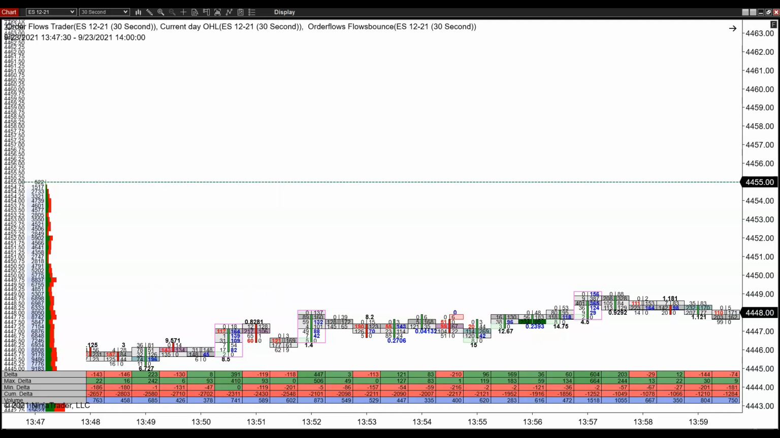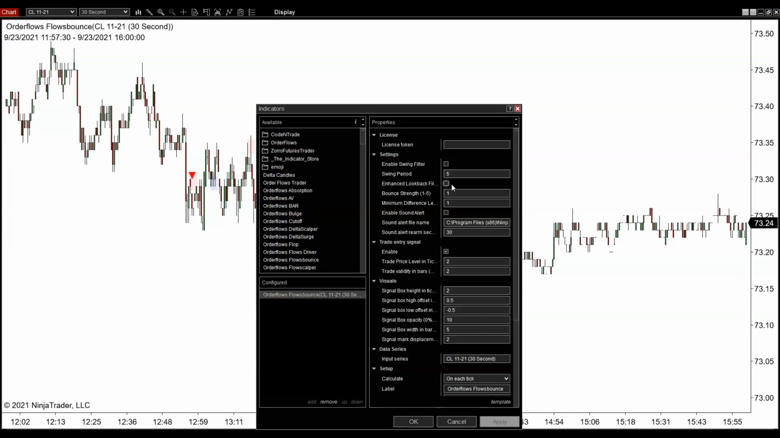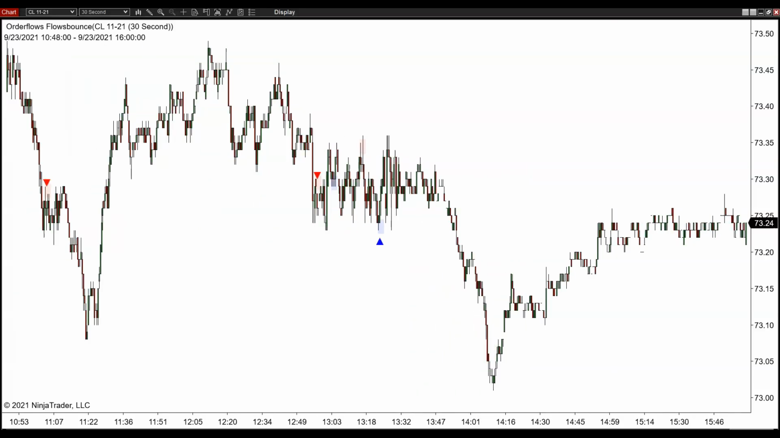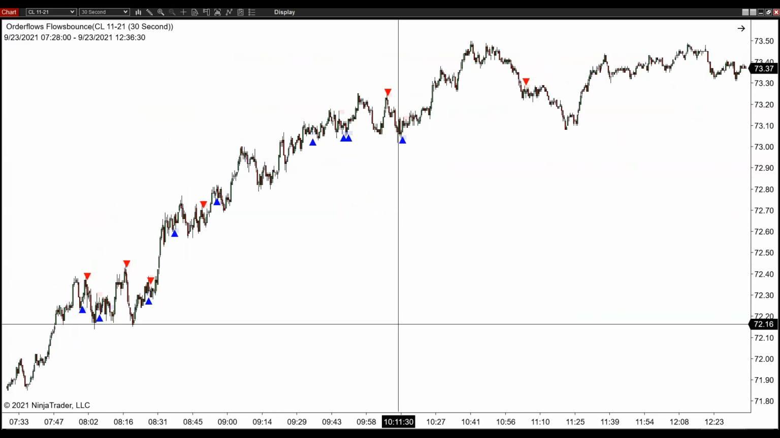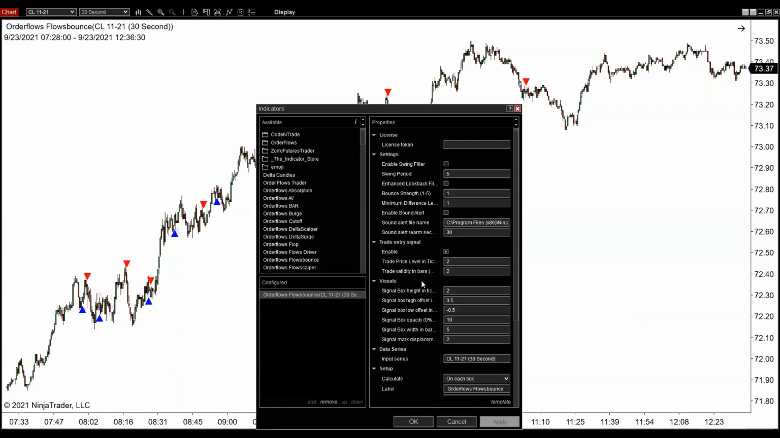All right, now let's go back here. Okay, so this is crude oil. Okay, so this is a 30-second chart. Let's see what the settings are on this. Okay, so this is a low setting, right? 1 and 1, right? Bounce strength 1, minimum difference level 1. Okay, now is there a lot of signals? Well, yeah, because the setting is set low. It's set at 1 and 1. Okay, so this one has a minimum difference of 1. But again, bounce strength is set to 1, which is as low as it can be.